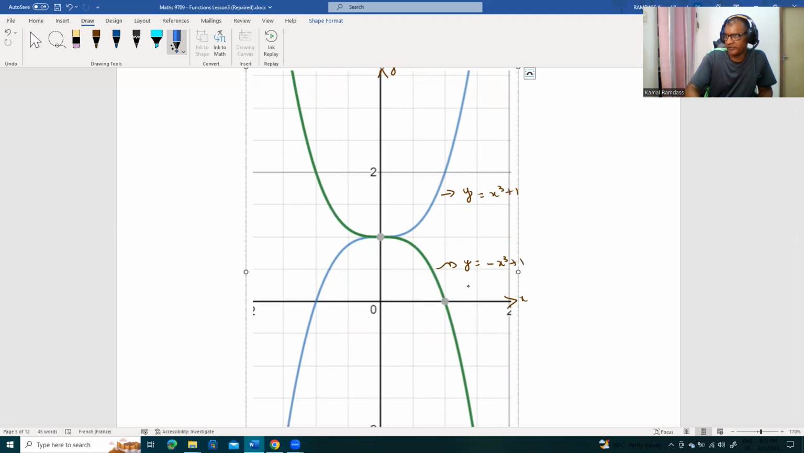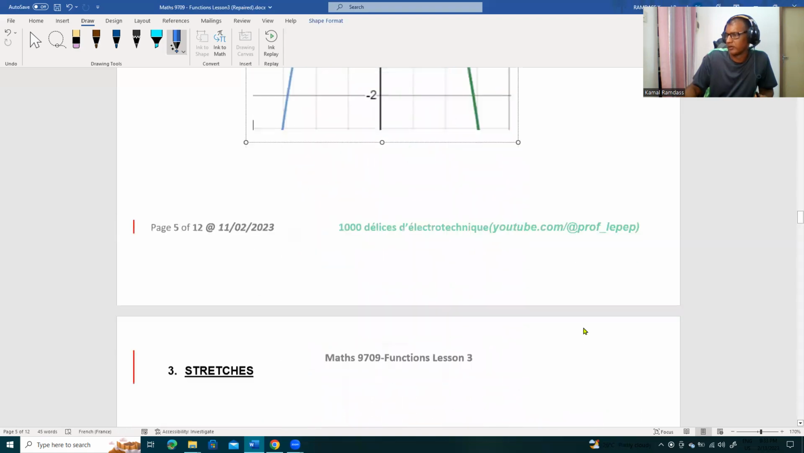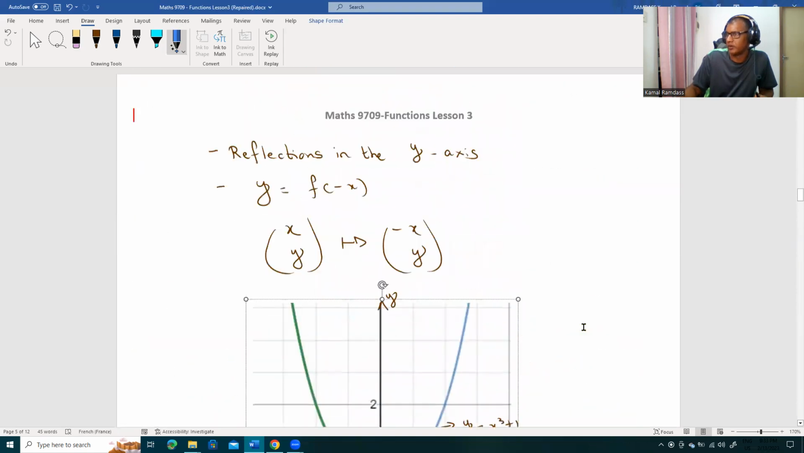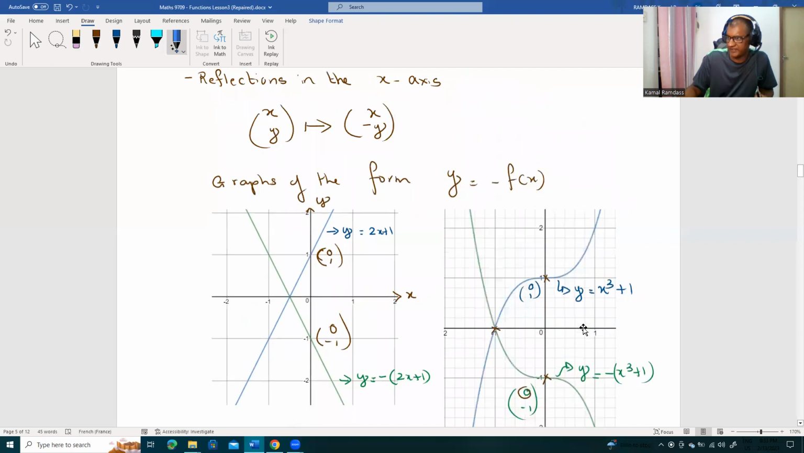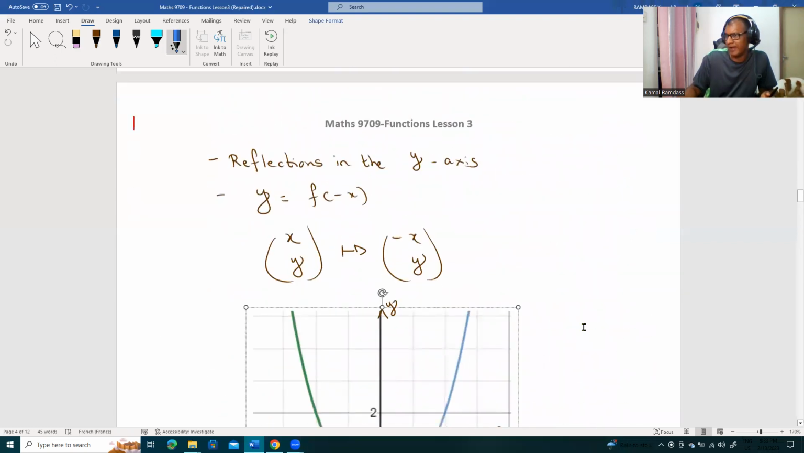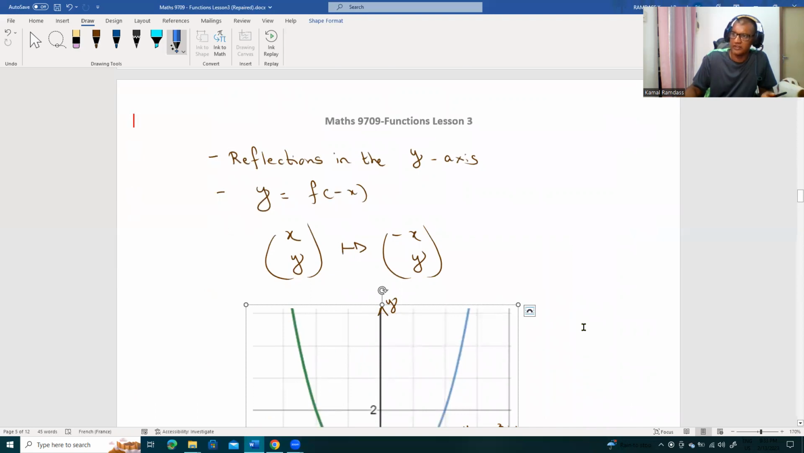The equation of the reflected function is y is equal to minus x cubed plus 1. Okay. Ça veut dire, nous bien comprendre que y is equal to minus f(x), c'est reflection in the x-axis. Y is equal to f of minus x, c'est reflection in the y-axis.